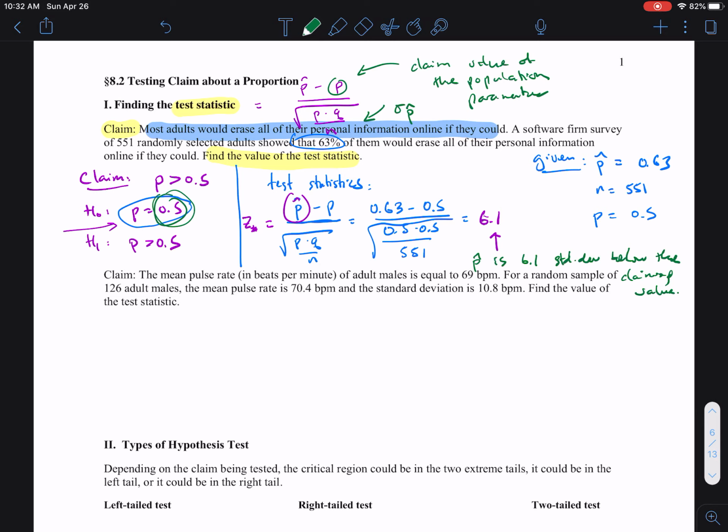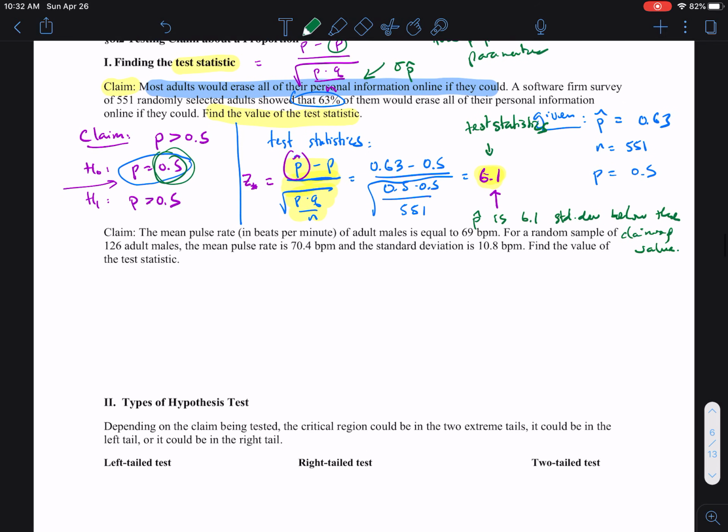But in this problem, we were only asked to find the test statistic. So what I want you to take from this example is: what is the formula used to compute the test statistic, and what does the test statistic stand for? When we do hypothesis testing regarding the mean, the formula will be different. It's not going to be p hat, but x bar. All right, let's move on to the next example.